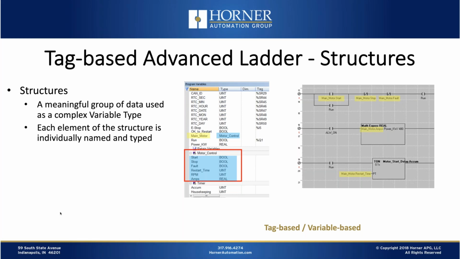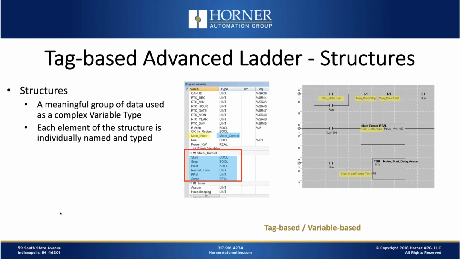Now, after you create a structure, and this one, of course, we created, it's called motor underscore control, then you can use that as a type as you create new variables. So if you look above the red box, highlighted in yellow, you'll see we created a new variable called main underscore motor, and we assigned a type of motor control to that. So now main underscore motor variable has all those different elements to it because it's been assigned the type of motor underscore control. And that is reflected on the right there as we take a look at a snippet of ladder logic.